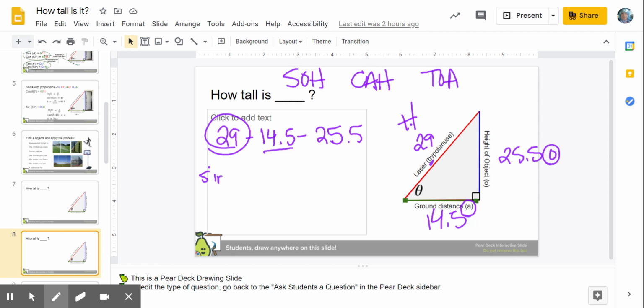Okay. If I use sine, what fraction do I use? Opposite over hypotenuse. So 25.5 over the biggest one, 29. Or I can use cosine negative 1 of the adjacent over the hypotenuse. So adjacent is 14.5 over the hypotenuse, which is 29. So do both of those just to prove to yourself that it doesn't matter which one you use. Inverse sine 25.5 divided by 29. And what do you get for an angle?